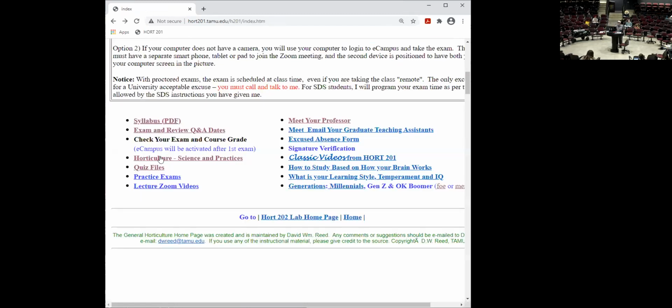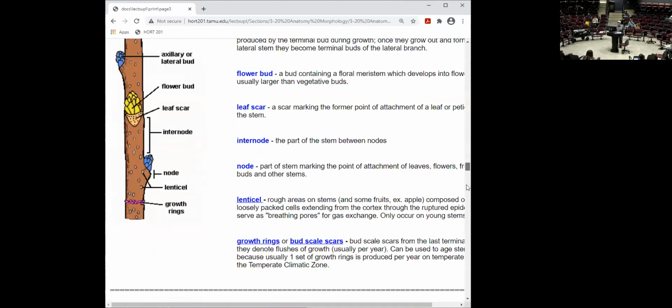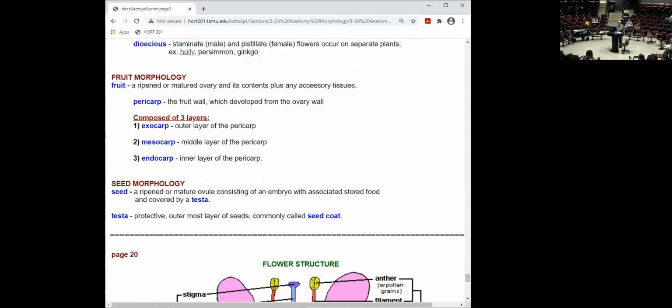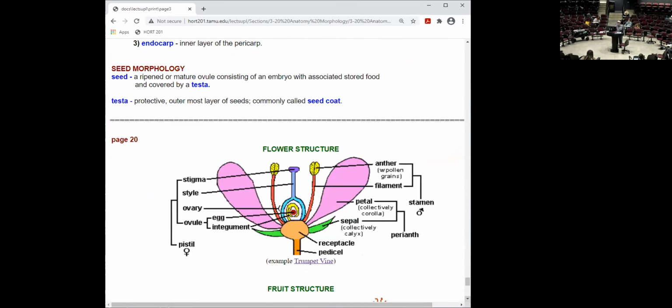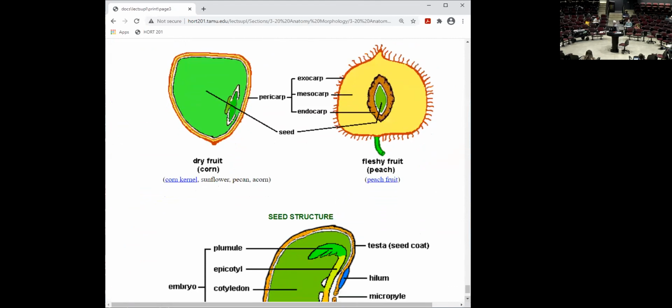So let's go to our lecture supplement, and let's go to the end of anatomy. We need to cover the fruit. We're through with the flower. So the last thing we need to cover in anatomy is the fruit. So go to page 19. Excuse me, page 20. You might want to keep your notes on page 19, but I'm going to keep my picture on page 20. So the ovary of the flower develops into the fruit.